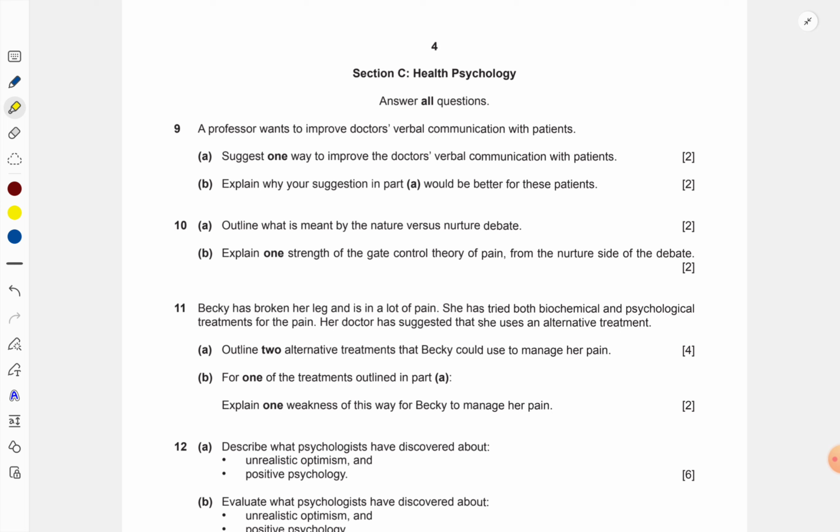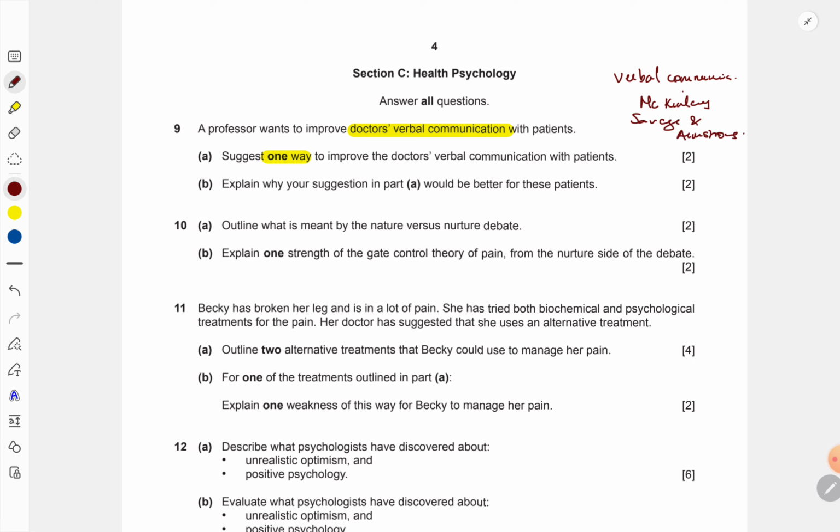Okay, so let's come to the first question. A professor wants to improve doctors' verbal communication with patients. Suggest one way to improve the doctor's verbal communication with patients. As we know, this question is coming from patient-practitioner relationship. Under verbal communication, we are having two studies. One is by McKinley and the other is by Savage and Armstrong, which is the key study.